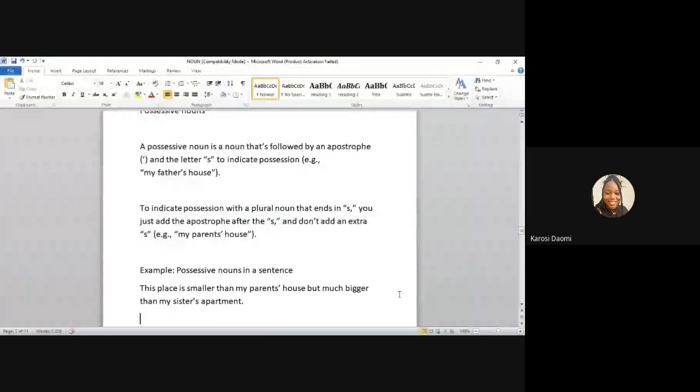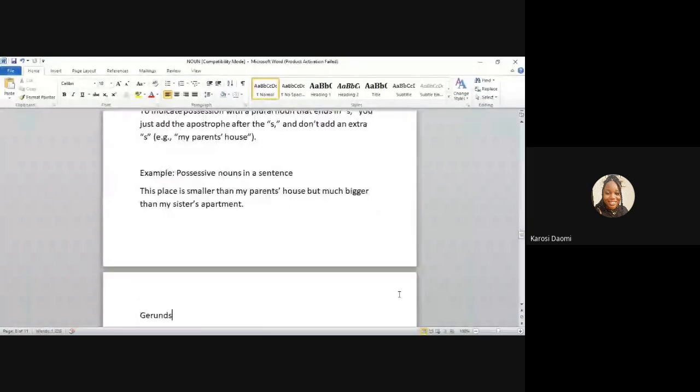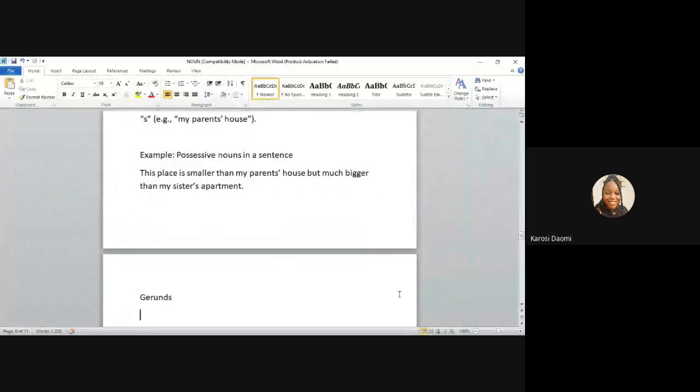Now, examples of possessive nouns in a sentence. This place is smaller than my parents' house, but much bigger than my sister's apartment. Just type in the chat box, identify the possessive nouns in this particular example. This place is smaller than my parents' house, but much bigger than my sister's apartment.